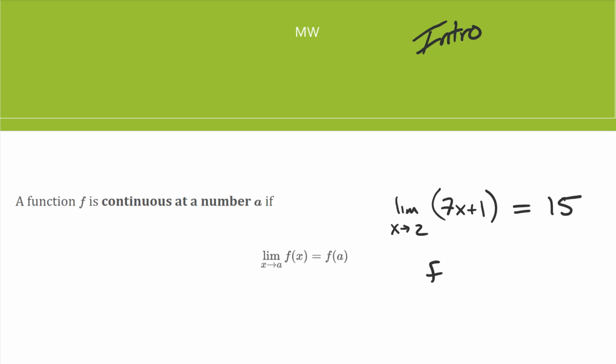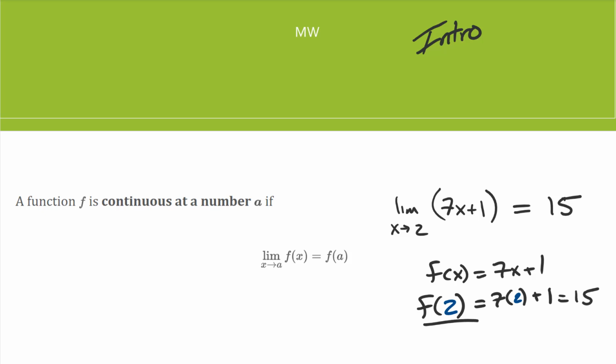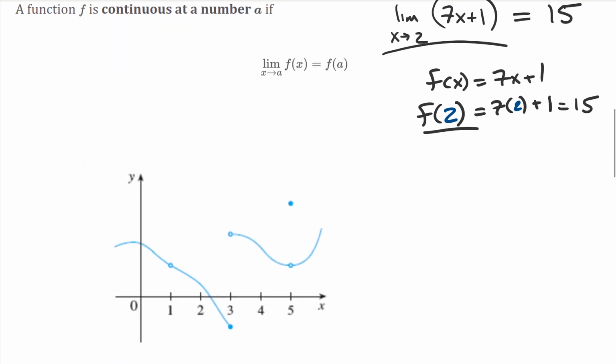Because if we say f of x is equal to 7x plus 1, and I ask you to go find f of 2, what's that answer? Well, that's 7 times something plus 1, and that something was 2. It's the same way we solve this. So f of 2 is equal to the limit as x tends towards 2 of 7x plus 1. It's the same damn thing. That means it's continuous. Now let's look at a graphical example.